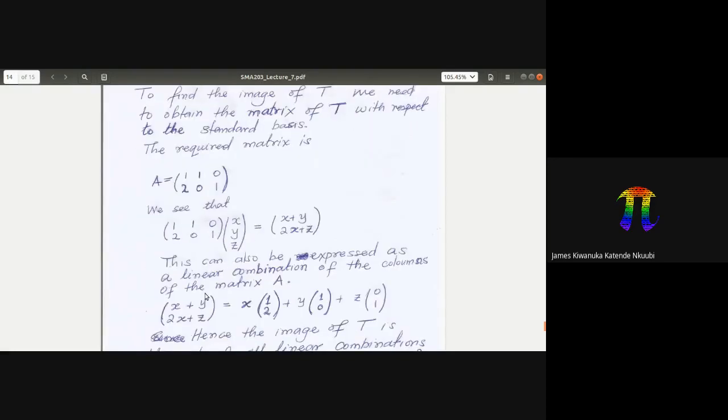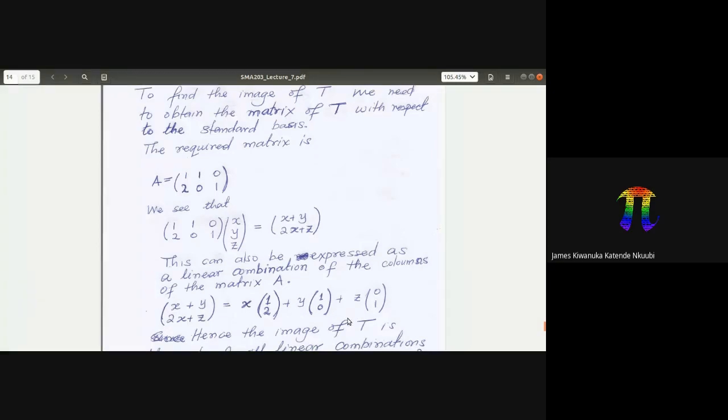So if you look at this carefully, this whole thing can be written in this form: x multiplied by 1, 2, y multiplied by 1, 0, and z multiplied by 0, 1. Right? So anything in the image, because to find anything in the image, you simply multiply a vector in R3 by this matrix. But you can work it out like this as well. So any vector in the image is simply a linear combination of the vectors in the columns of this matrix.